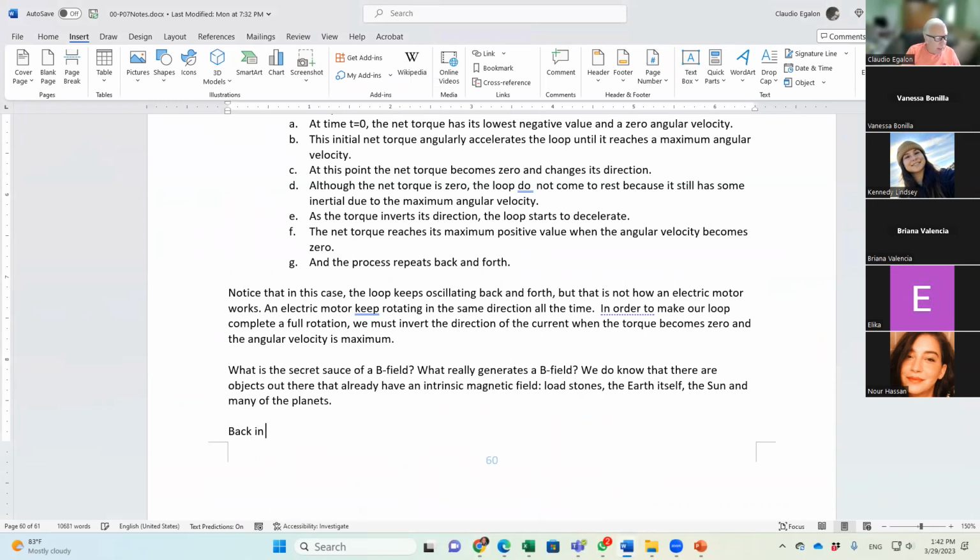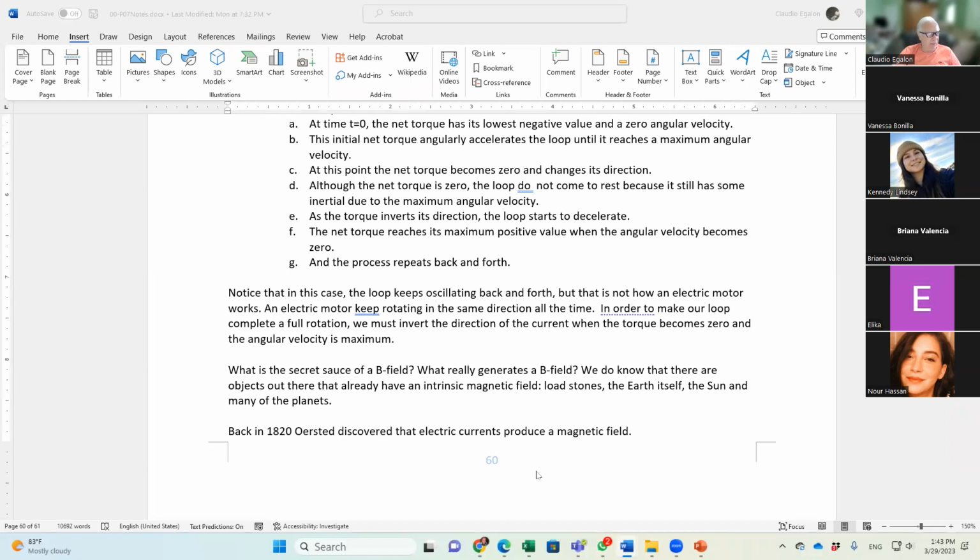Back in 1820, Ørsted discovered that electric currents produce a magnetic field. So that's the secret. Even though we knew about the existence of magnetic fields since antiquity, it was only 2,000 years later that we discovered what really produces a magnetic field, what the sources of magnetic field are. And the source of magnetic field is an electric current.